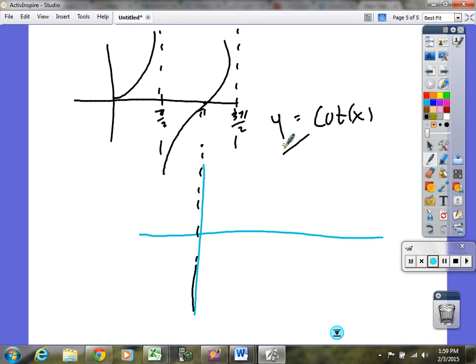Or you could even think of the values. Look on the unit circle. Cotangent is the x value over the y value. So if I went to 0, it would be 1 over 0. Does that make sense? Okay. So if it's an asymptote, what's the reciprocal of an asymptote? 0.